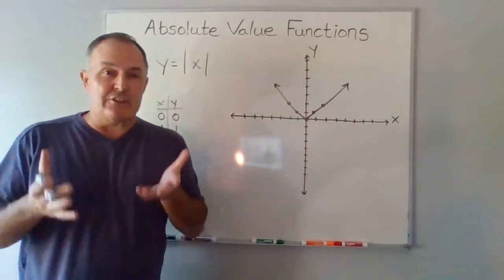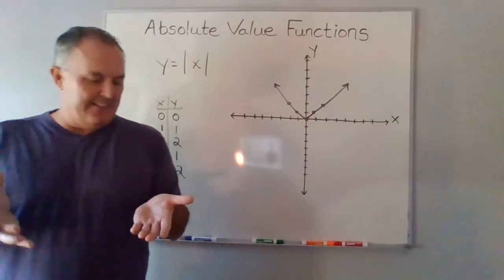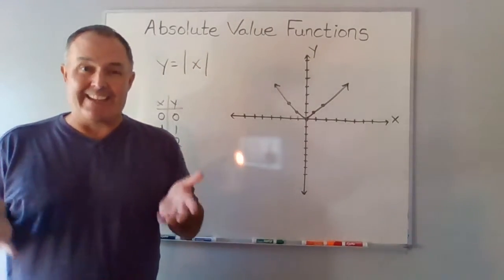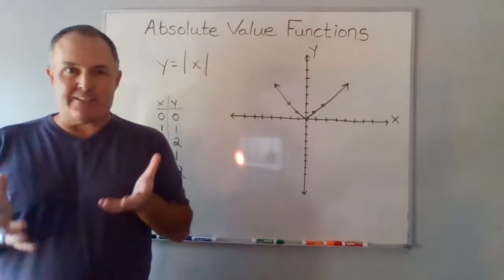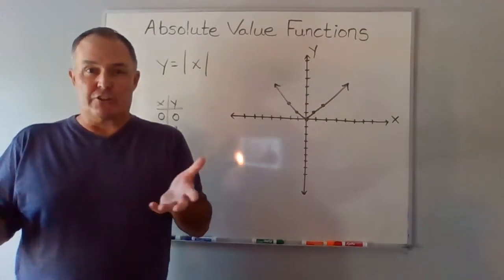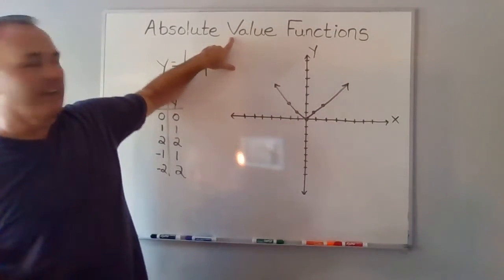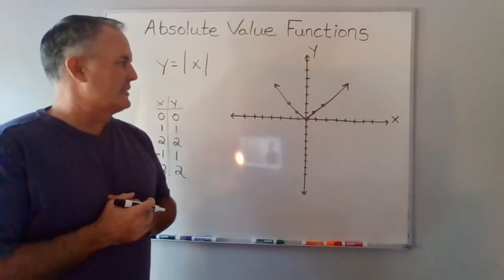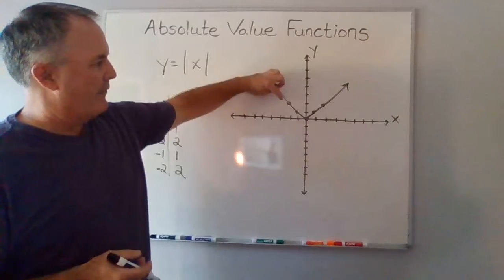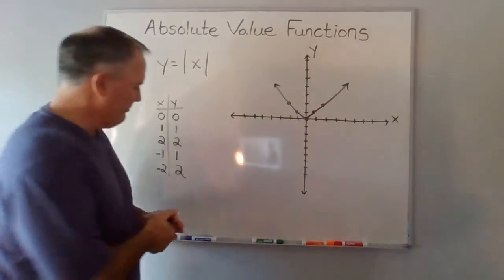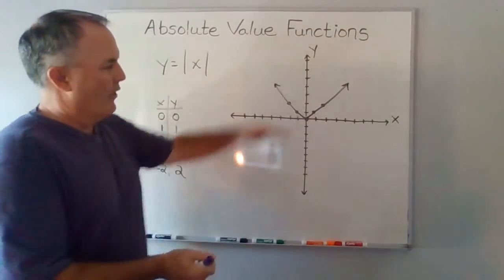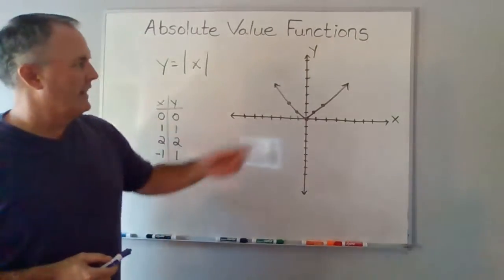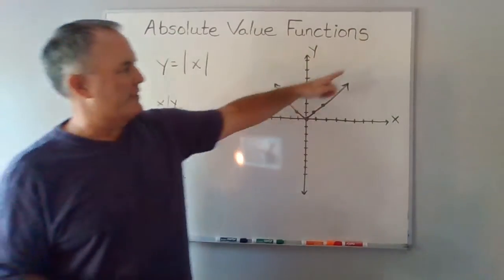It creates a distinct shape. It creates a shape that looks like a V, a capital V. That's the easiest way to remember what an absolute value function graph looks like. It looks like a V for value. All right, so that's the parent function so far. And notice that with this parent function, we don't go below 0. However, the lines keep going on to infinity.